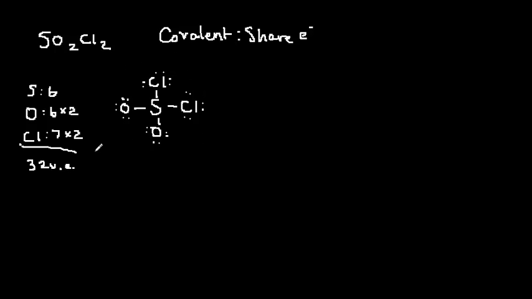Last step is let's check our work. Do all of these electrons add up to 32? 2, 4, 6, 8, 10, 12, 14, 16, 18, 20, 22, 24, 26, 28, 30, 32. So that is the correct answer to number 1. Let's go and do number 2.